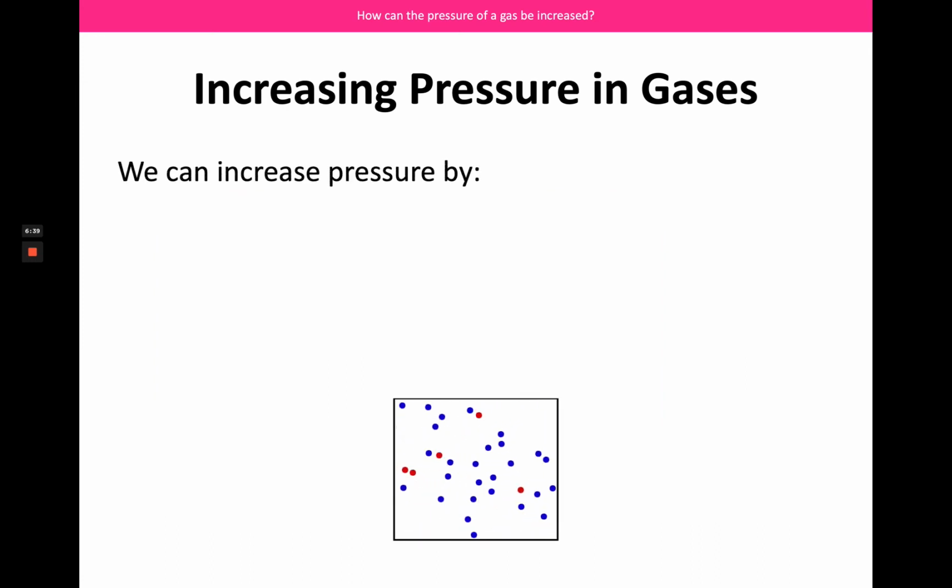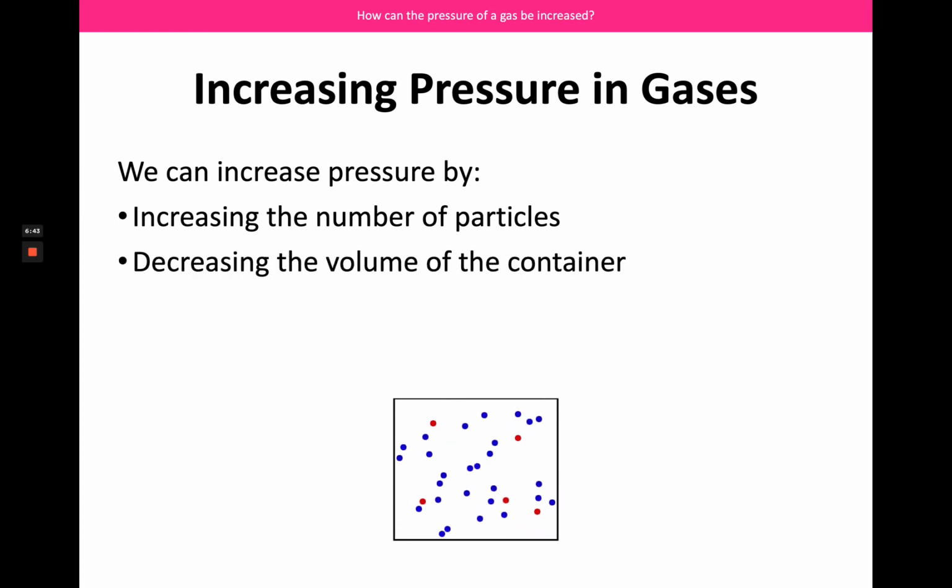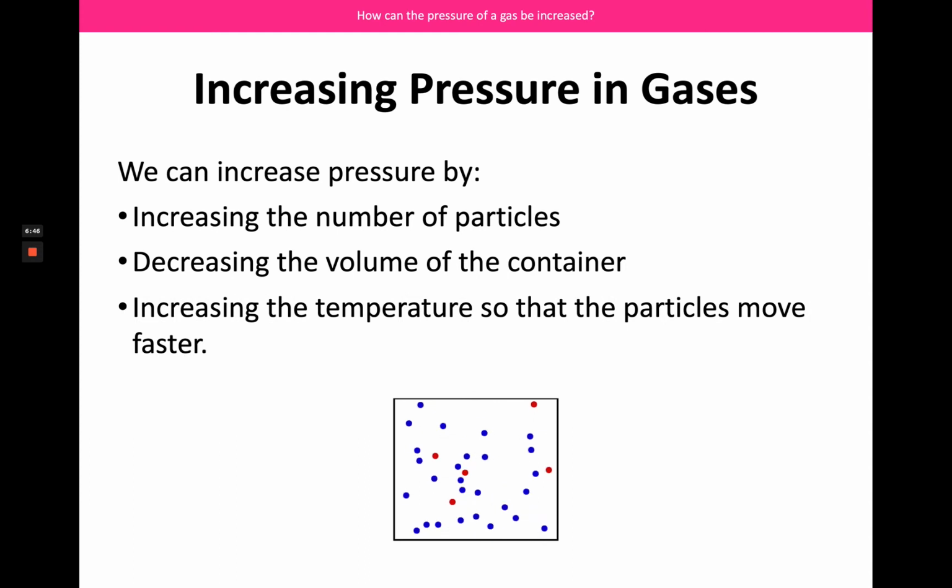So we can increase the pressure by increasing the number of particles, by decreasing the volume of the container, or by increasing the temperature so that the particles move faster. Equally, we could reverse all of that. So we could decrease the pressure by decreasing the number of particles, by increasing the volume of the container, by decreasing the temperature. So here we focused on increasing pressure, but just remember that decreasing pressure would be the exact opposite of what we've considered here.